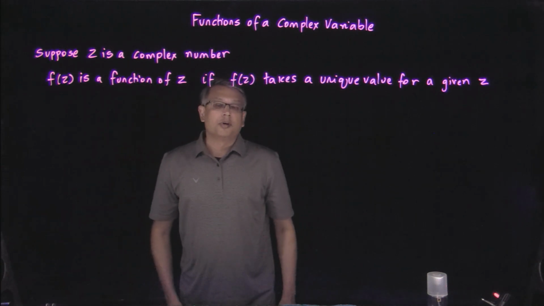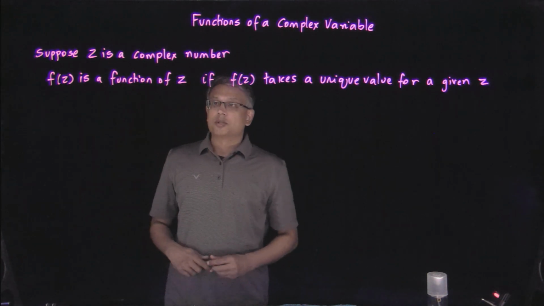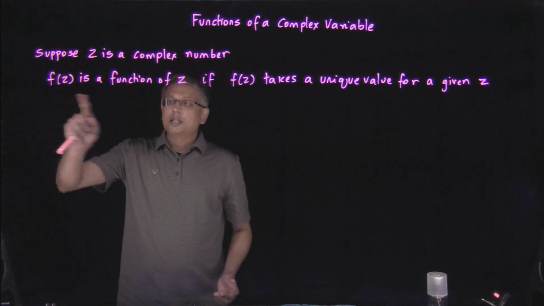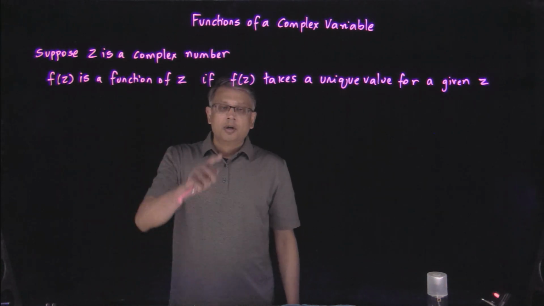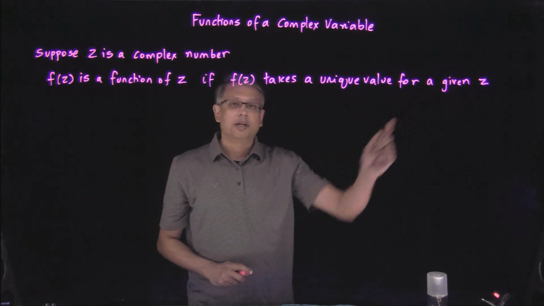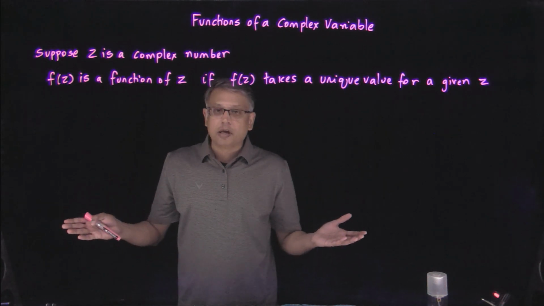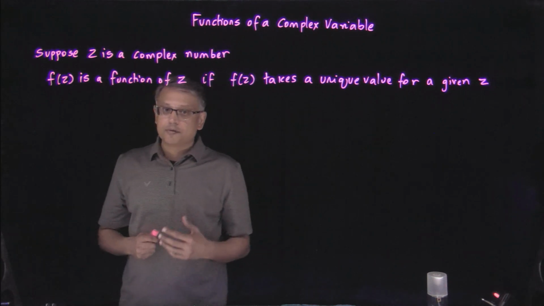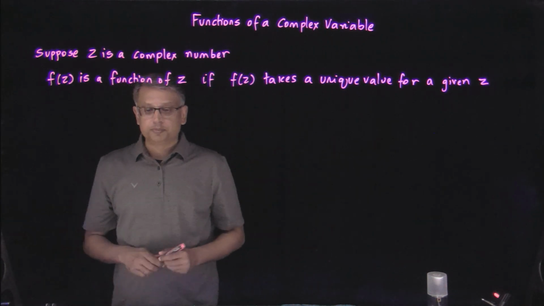We're going to quickly talk about functions of a complex variable. Suppose z is a complex number, or z is a complex variable. We say that f of z is a function of z if f of z takes a unique value for a given z. In other words, for one value of z, you cannot have two different values of f of z. If that's the case, you have only one value of f of z for a given z, then we say that f of z is a function of a complex variable.